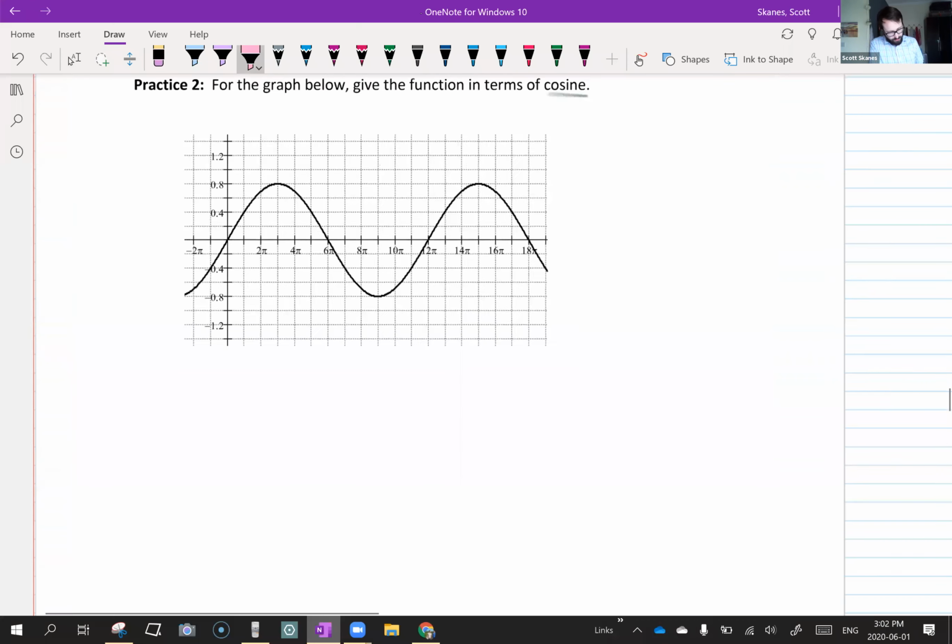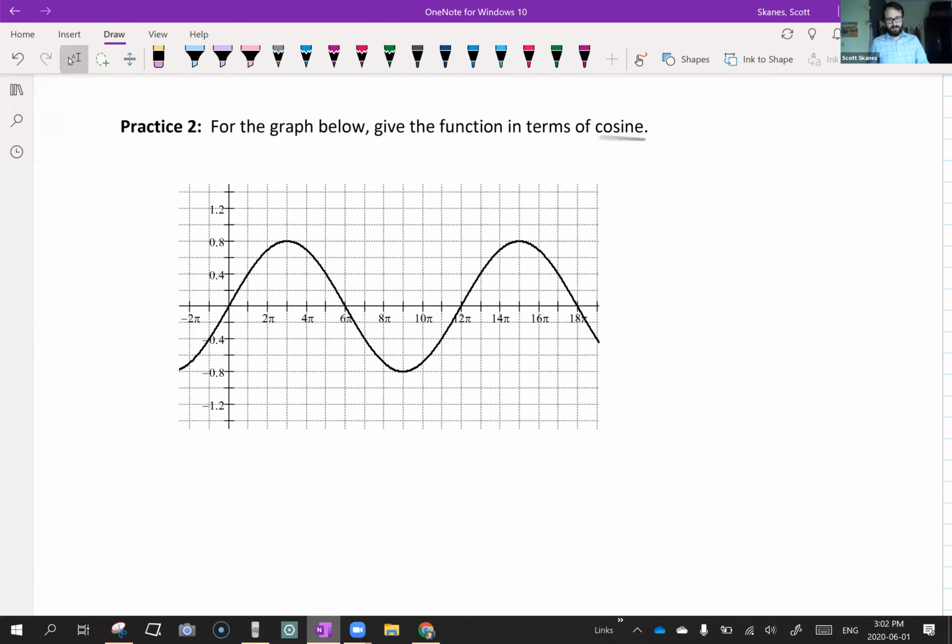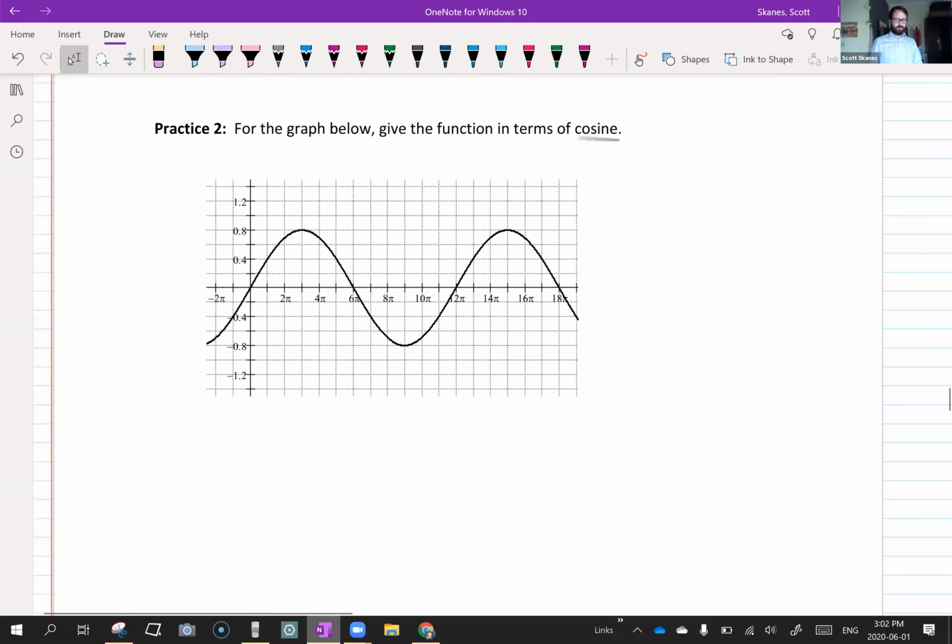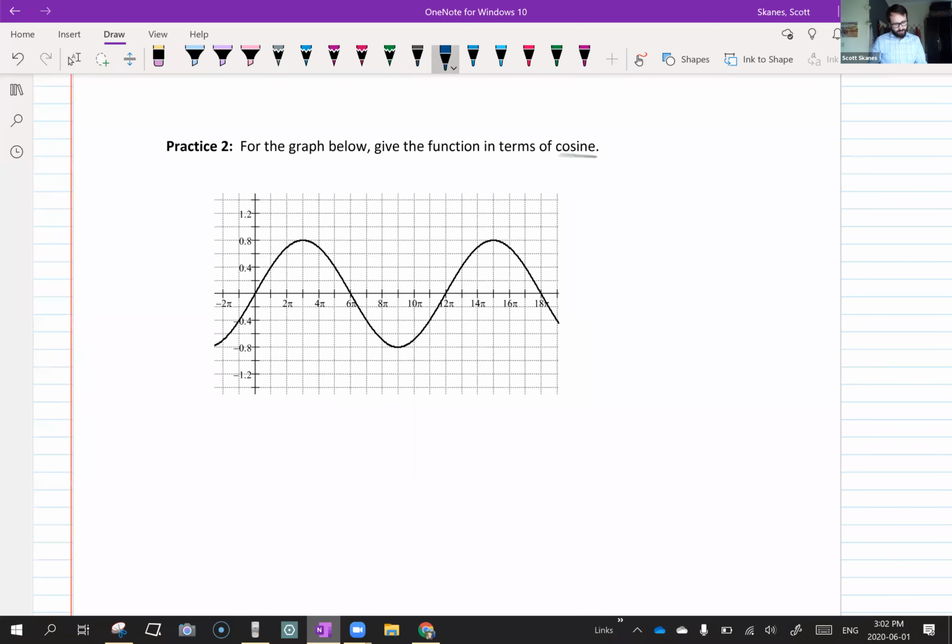Let's try this question. Hopefully it's not too difficult, huh? Hopefully it's a nice, easy one. I haven't done it yet. Okay. For the graph below, give the function in terms of cosine. Some of you will have almost the exact same question on your assignment tomorrow. Some of you. Take that as a hint. Okay, what do we got? Let's see what we got.